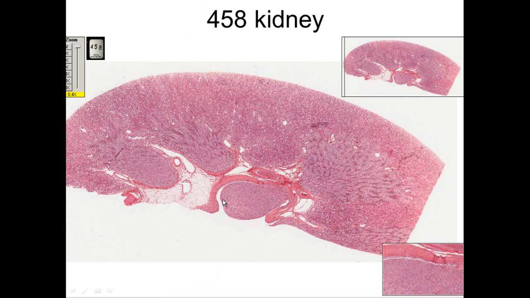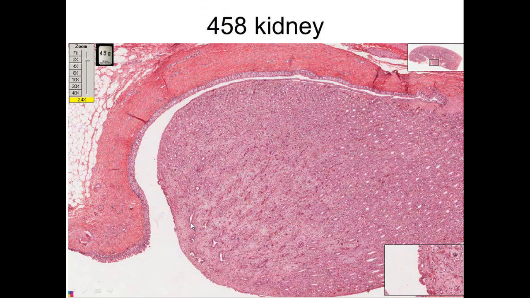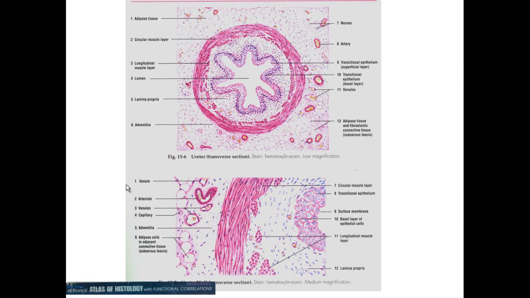And so when we look at the very end, this would be the minor calyx, and there would be a major calyx in through there. The minor calyx has transitional epithelium that we have there. From the minor calyx becomes the renal pelvis. Renal pelvis goes to the ureter.